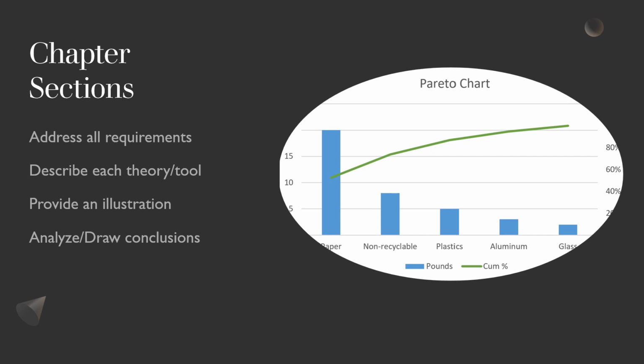Or as another example, if you're doing a waste audit, you would describe the procedure used for waste audits, then show a table with the raw data and a Pareto chart displaying the amounts and cumulative percentages of waste categories, and finally, analyze the highest priorities for waste reduction based on the data.